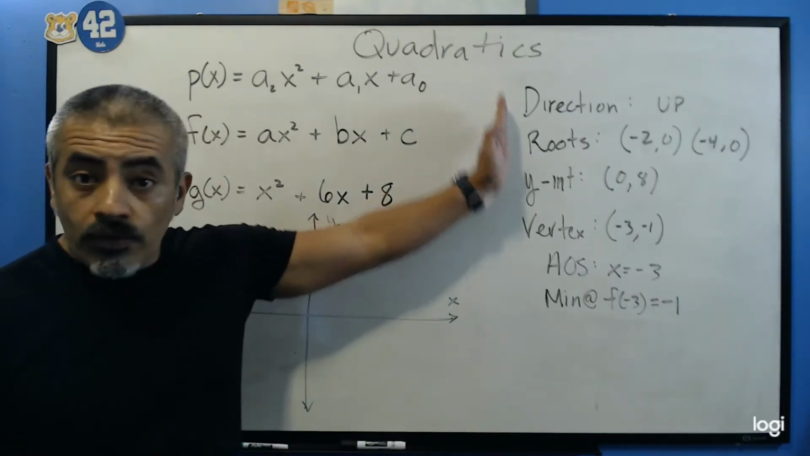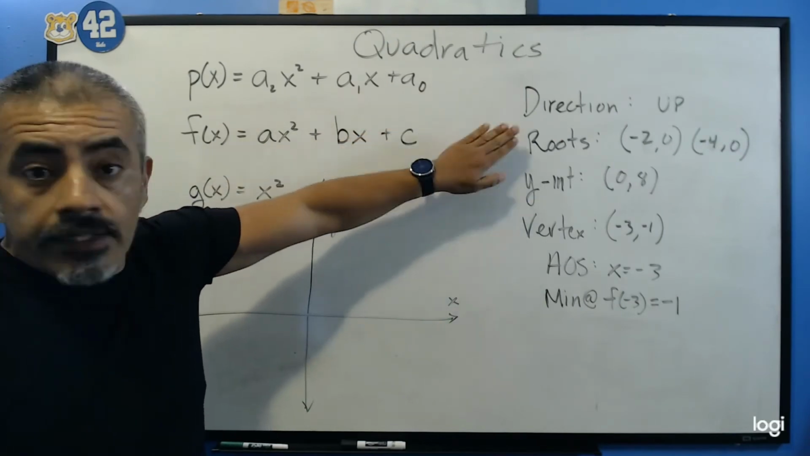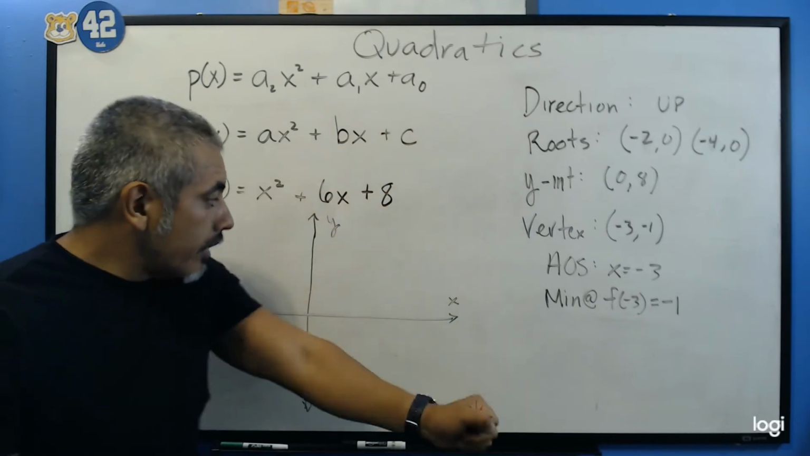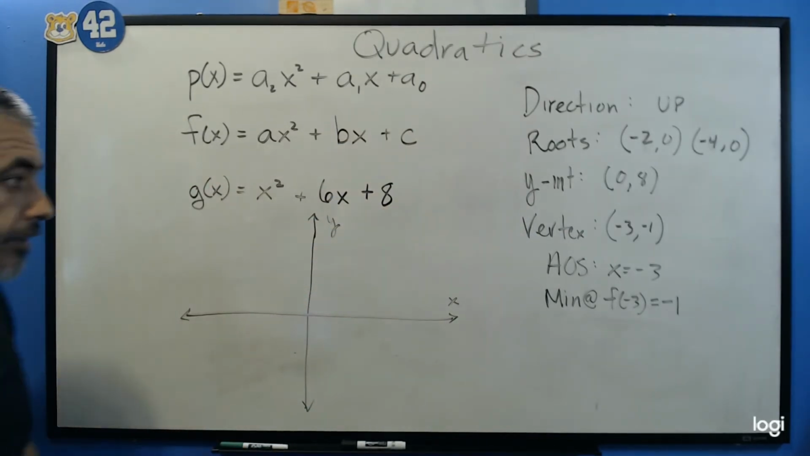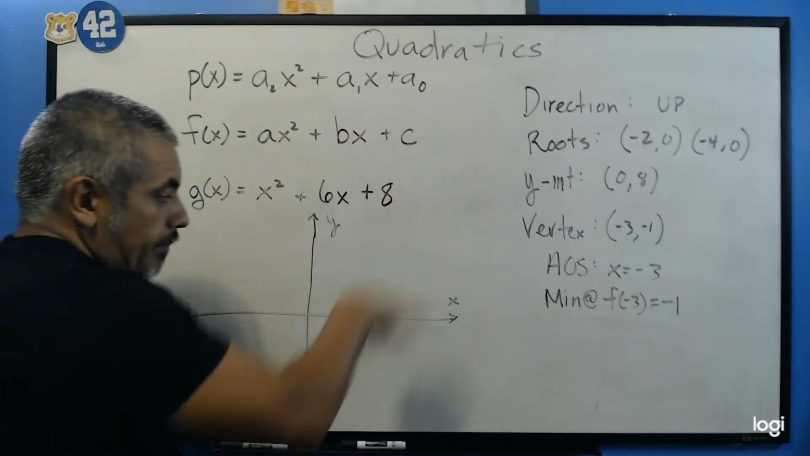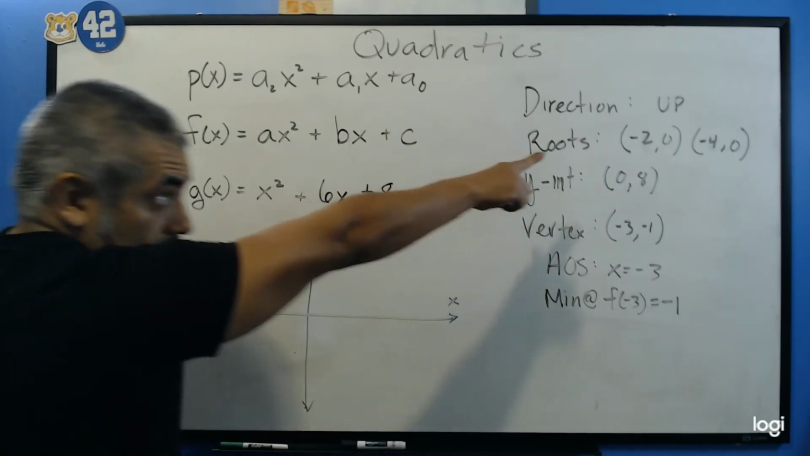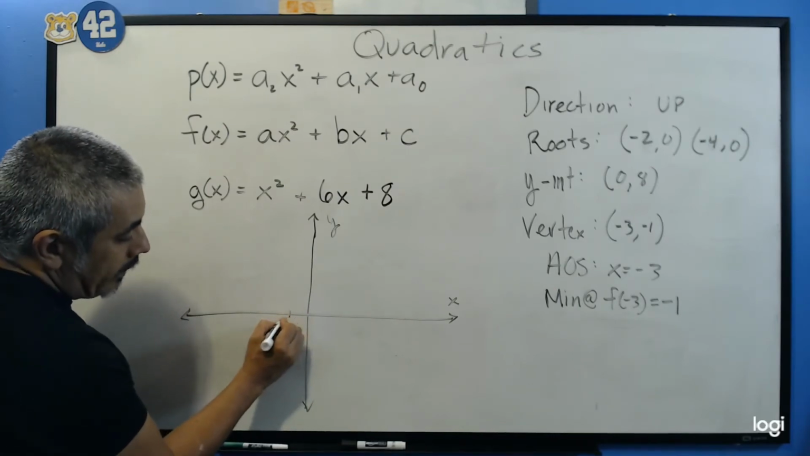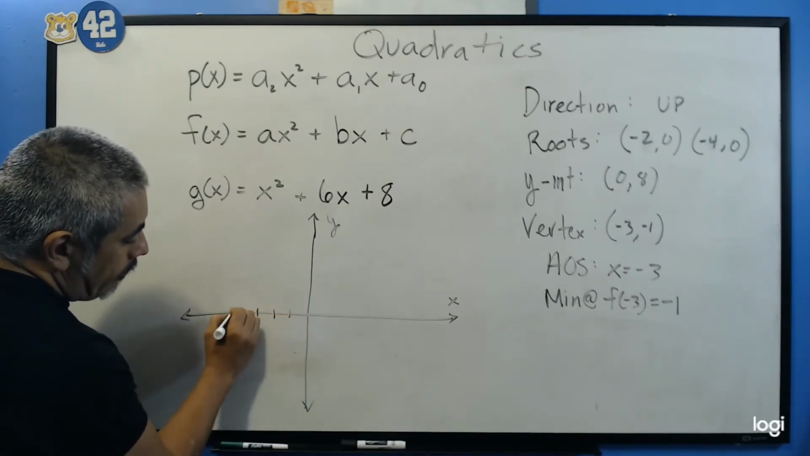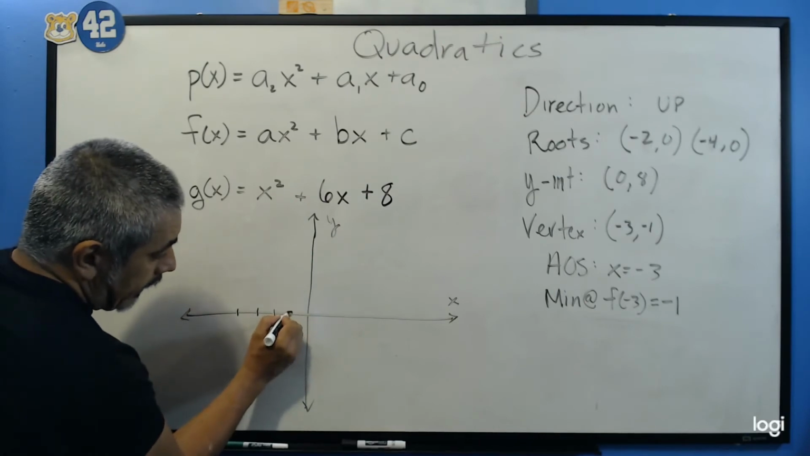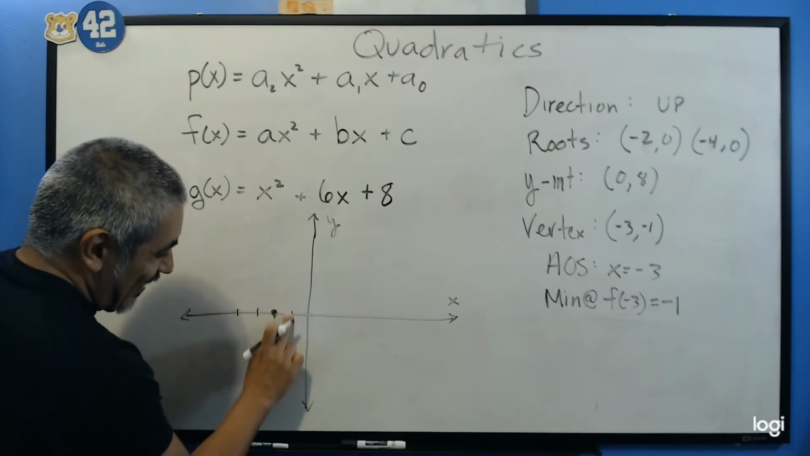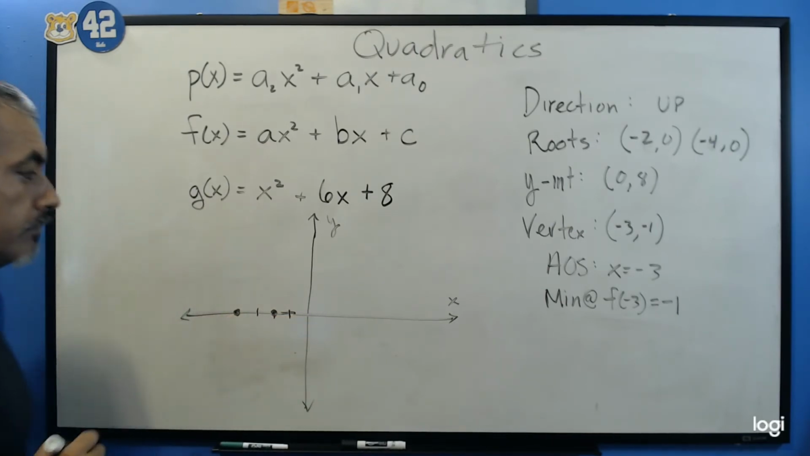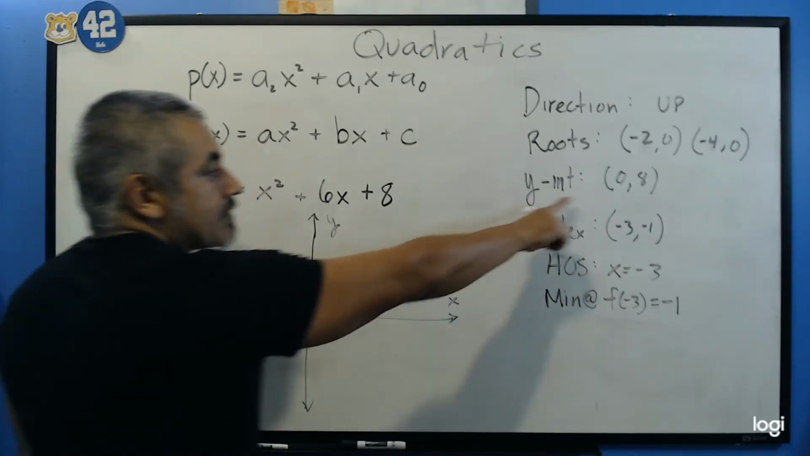Now, armed with everything we have, the direction, our roots, our y-intercept, our vertex, we're going to go ahead and produce a sketch of a graph here. So, direction's up, makes sense. Roots, negative 2, 0, and negative 4, 0. So I'm just going to go ahead and go 1, 2, 3, 4. And this is my negative 2, 0, not this one. And this is my negative 4, 0. My y-intercept is at 0, 8.